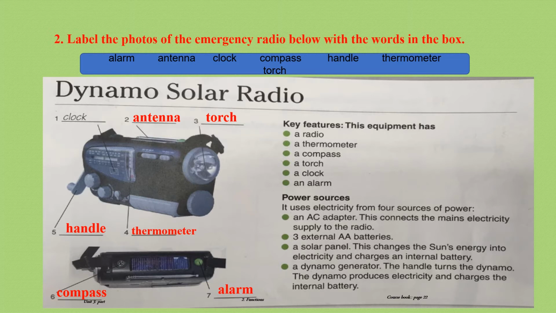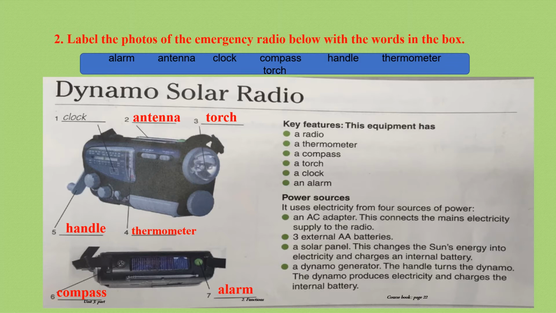The key features this equipment has: الجهاز ده فيه a radio, a thermometer, a compass, a torch, a clock, and an alarm. Power sources, you can get, it uses electricity from 4 sources of power. An AC adapter, this connects the mains electricity supply to the radio. Adapter تحطه في الحائط تحصل على الكهرباء.